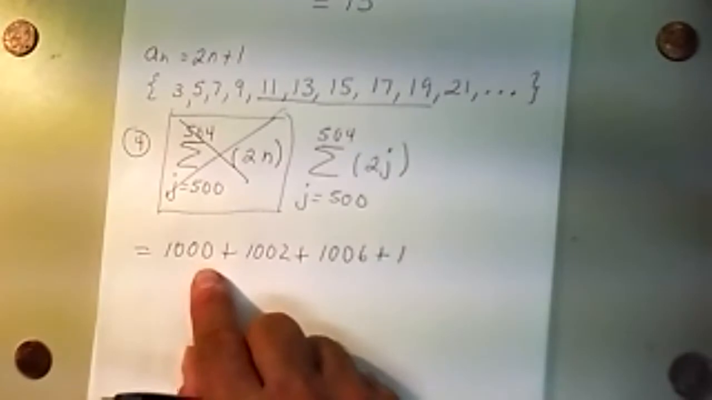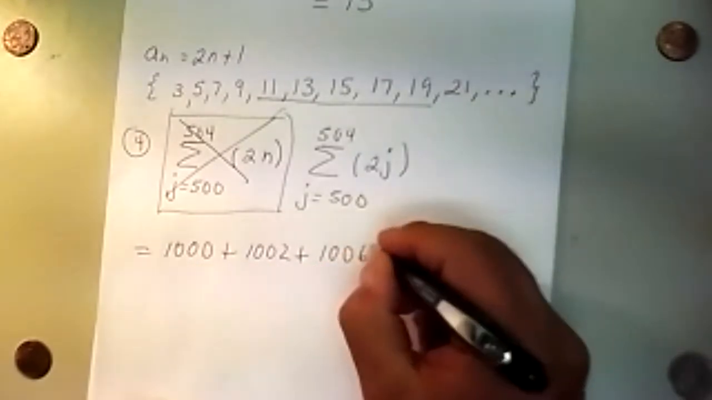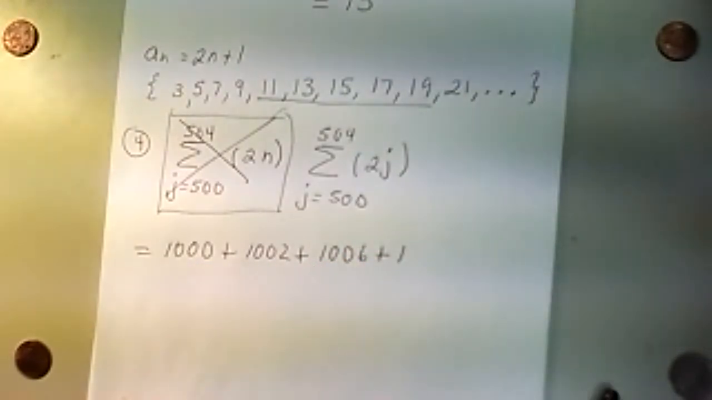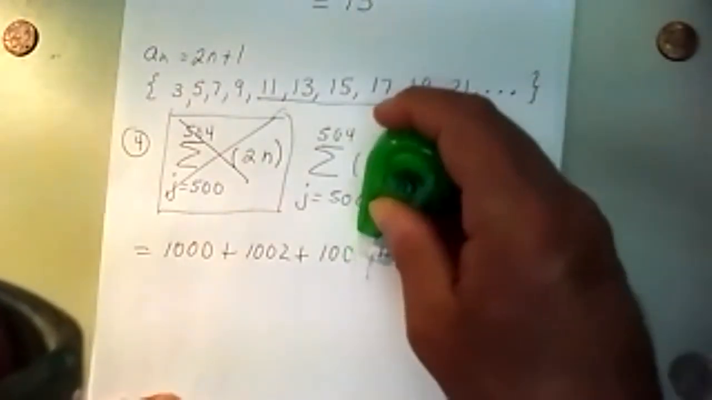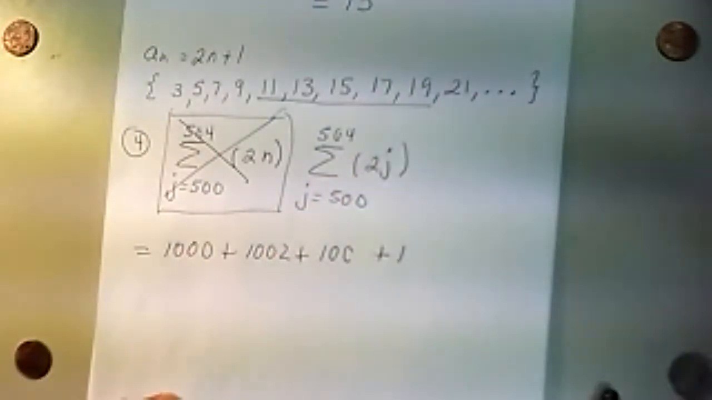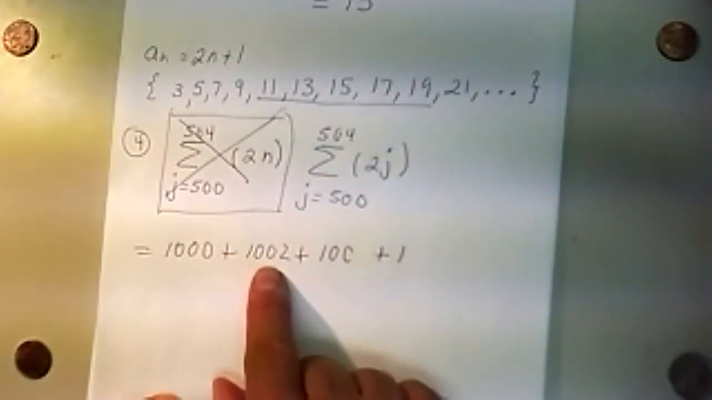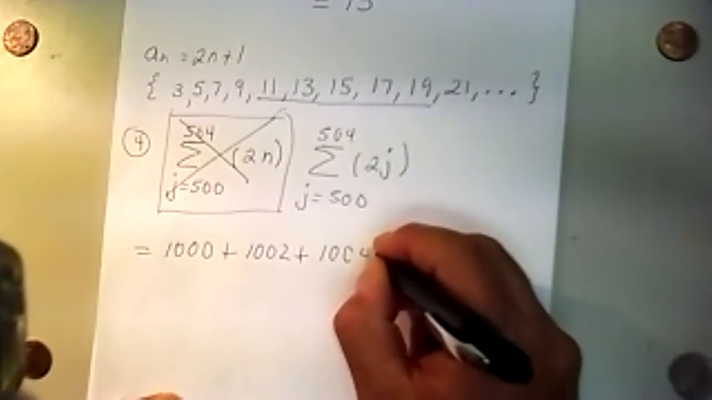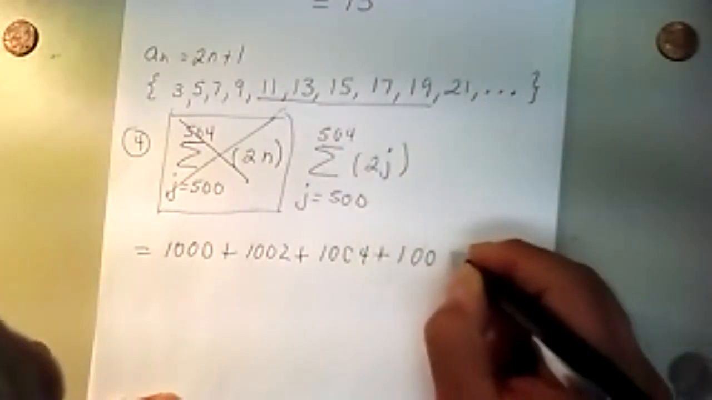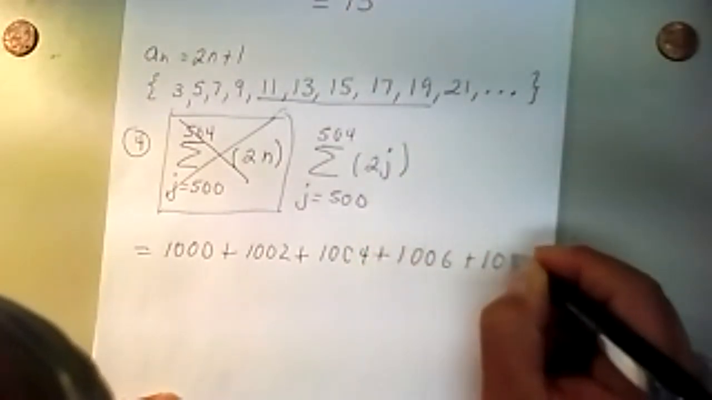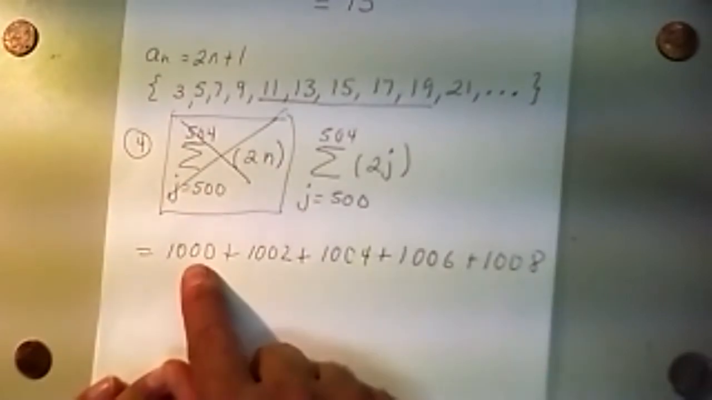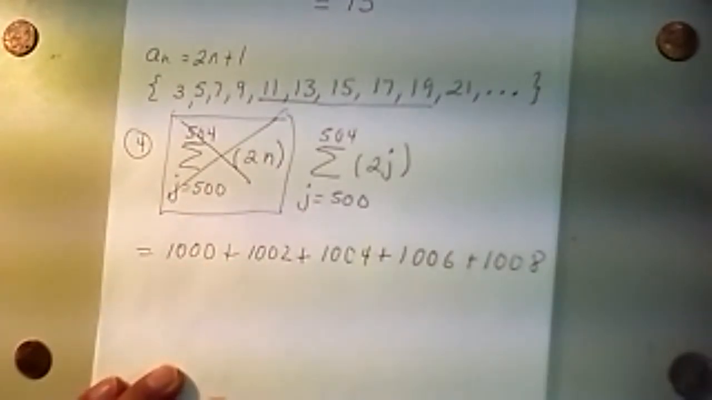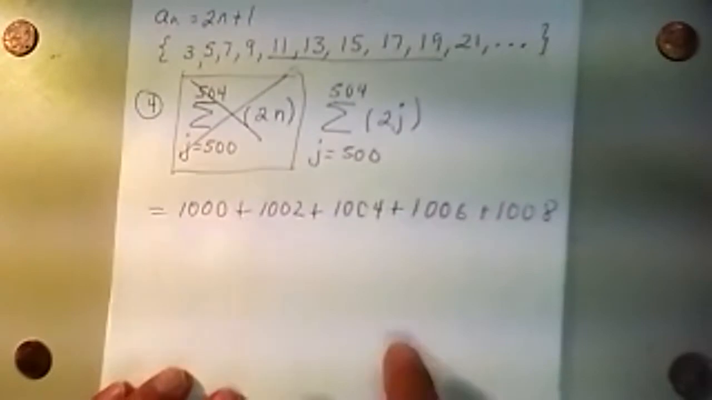Wait. Oh, I'm missing the 4. Boy, this is interesting. I skipped the 4. There we go. So we go 1,000, 1,002, 1,004, 1,006, and then 1,008. Yeah. So that is the sum from 1,000 to 1,008, and we need to add those numbers.